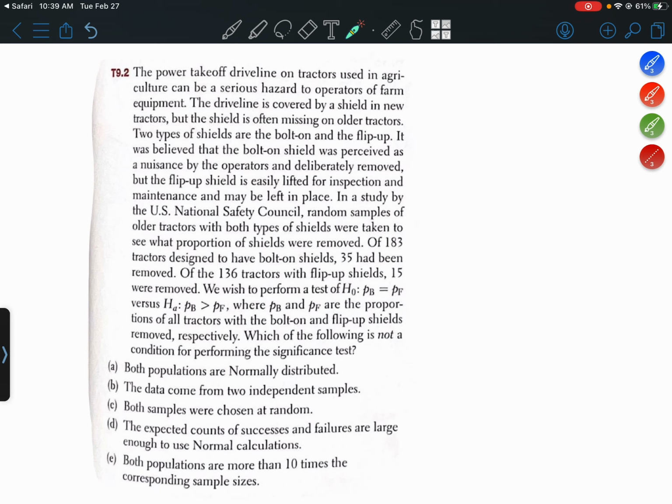It was believed that the bolt-on shield was perceived as a nuisance by the operators and deliberately removed, but the flip-up shield is easily lifted for inspection and maintenance and may be left in place. In a study by the U.S.